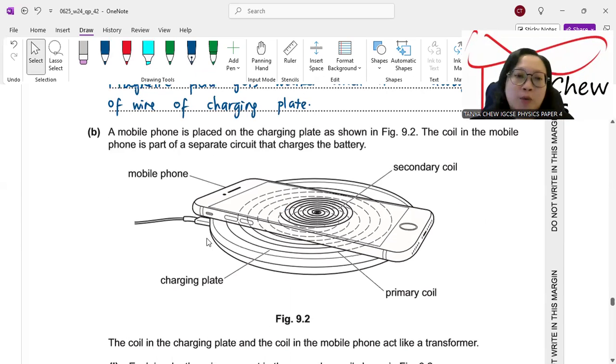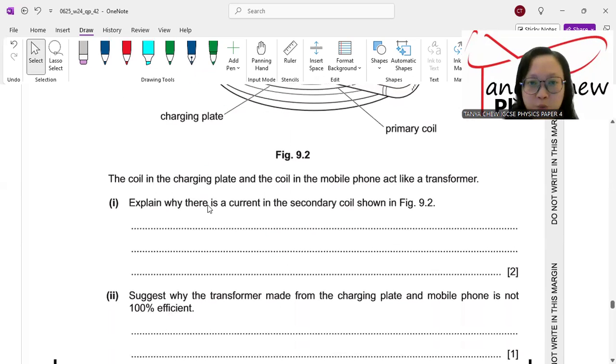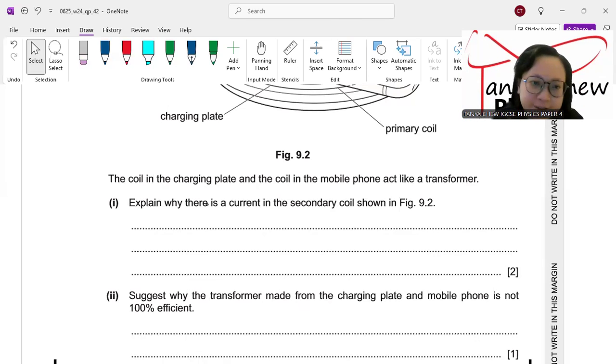B, a mobile phone is placed on the charging plate as shown in Fig 9.2. The coil in the mobile phone is part of the separate circuit that charges the battery. The coil in the charging plate and the coil in the mobile phone act like a transformer. Now the first part, explain why there is a current in the secondary coil shown in Fig 9.2. The way to explain this is exactly how you explain the working principle of a transformer. So let us explain this.